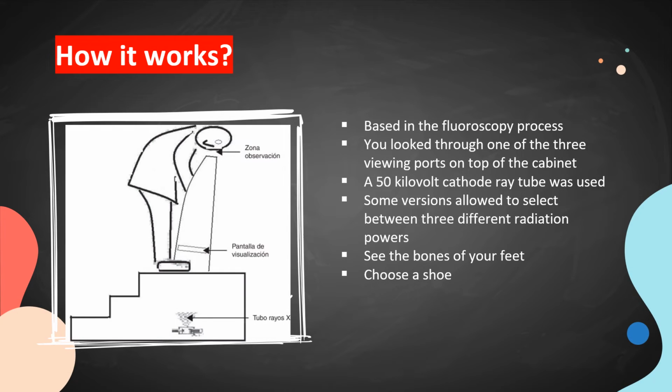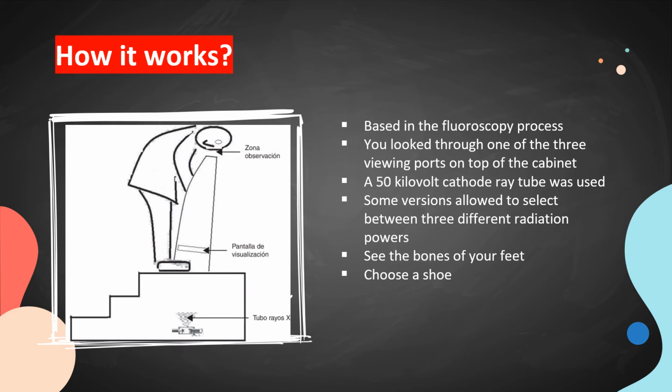But how does it work? Well, it was based on the fluoroscopy process using a fluorescent screen. So first, you look through one of the three viewing ports on the top of the cabinet. One was for the child being fitted, the other one was for the child's parents, and the third one was for the shoe salesman or saleswoman. You would see a fluorescent image of the bones of the feet and the outline of the shoes.